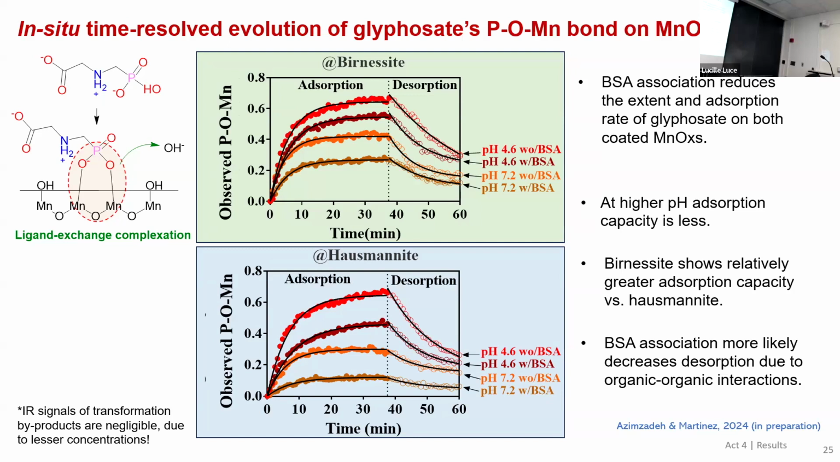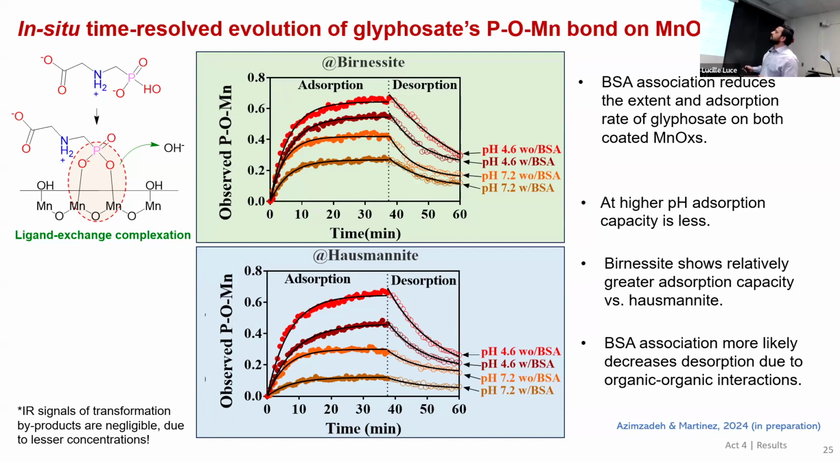The signal from the byproduct molecule is negligible, and it's not overlapping or interfering with the glyphosate signal. So I can draw some data based on what I'm seeing and refer that to POMN bonding. This bonding here is a bidentate bonding between manganese oxide and glyphosate. On top, we have birnessite in this panel, and this panel, husbandite. So I'm going to talk about birnessite first.